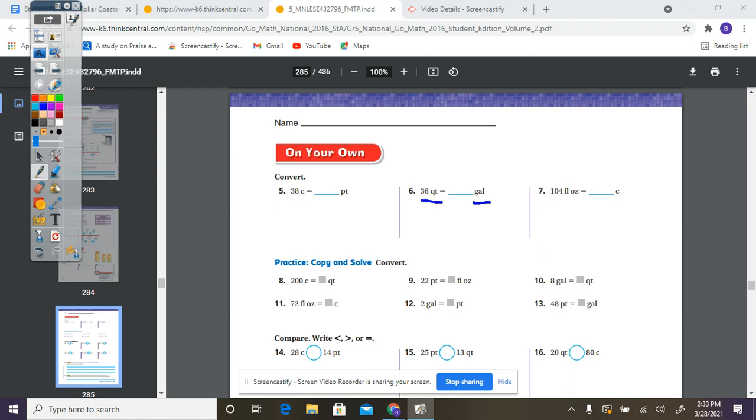Let's look at the next problem. I have quarts. I'm going into gallons. So Gallon Man, being who he is, the gallon is actually the biggest unit in the Gallon Man. Quarts are smaller than gallons. So once again, when I'm going from small to big, I'm dividing. When I'm going from big to small, I'm multiplying. You need to memorize this little saying for the whole chapter.